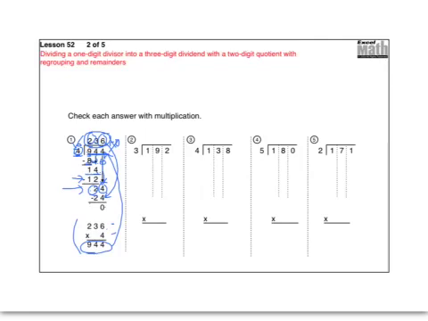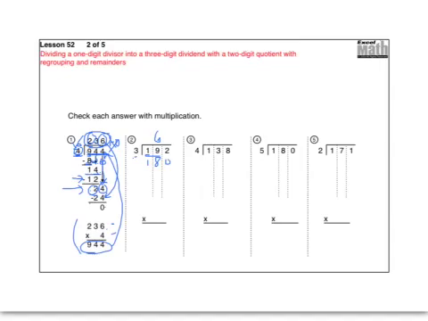Okay, let's go ahead and do number 2 together. I'm going to do 1 divided by 3, which is 100 divided by 3. Can't really do 1 divided by 3, so I'm going to join that together with the 9 and say it's 19 tens divided by 3. Well, what's 19 tens divided by 3? That would be 6, right? Or 60. 60 times 3 is 180.